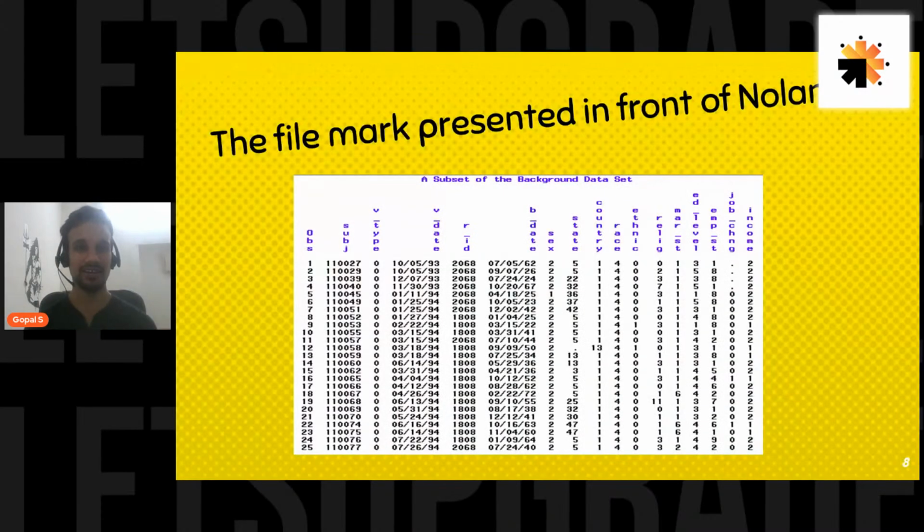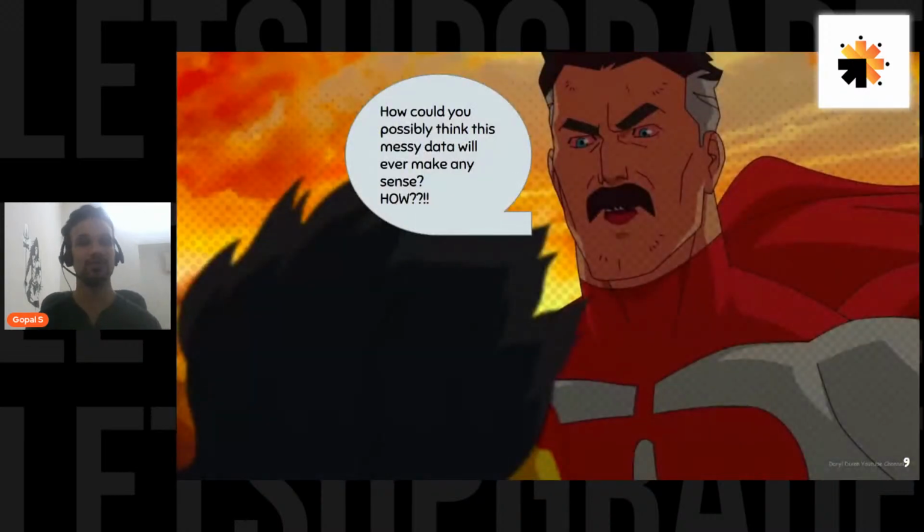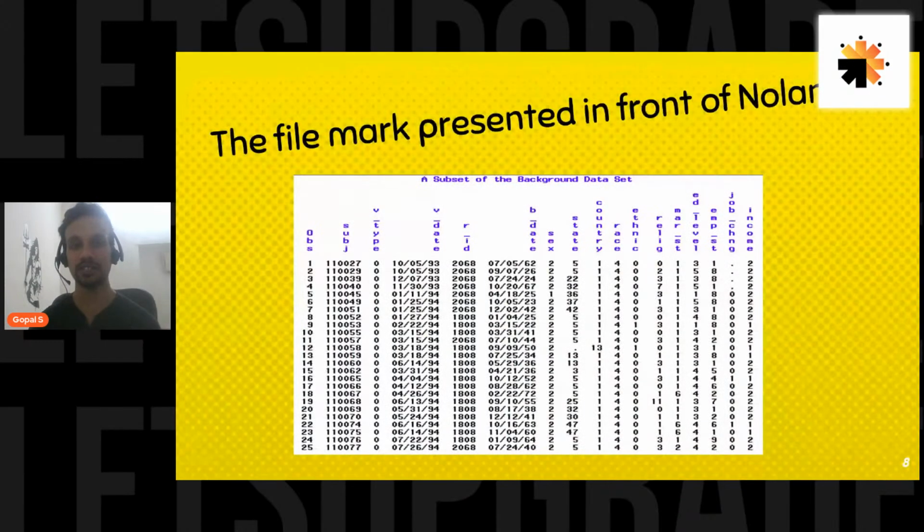But the file that Mark presented in front of Nolan was somewhat like this, and I don't think it is pleasing to your eyes at all, right? So Nolan naturally gets infuriated and says it is not even possible to make any sense out of this data. And it is true. Even if you have a glance at it, you just can't see what exactly is happening right now.